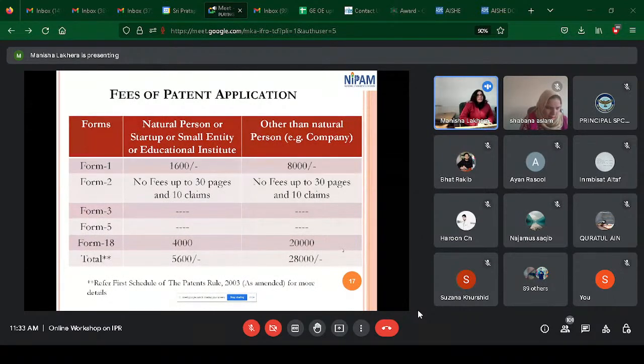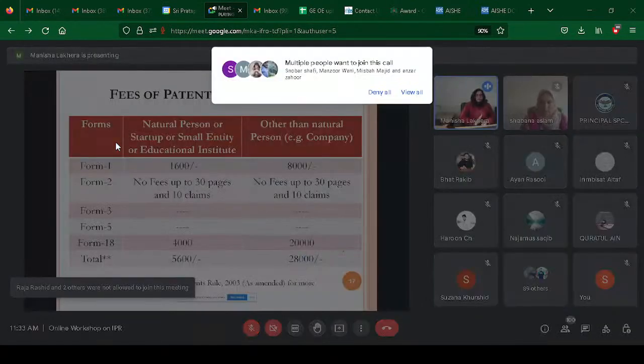For natural persons, startups, and small entities, it is 4,000 for Form 18, and for the others, it is 20,000 for Form 18. For more details on this, you can refer to First Schedule of the Patents Rule 2003.